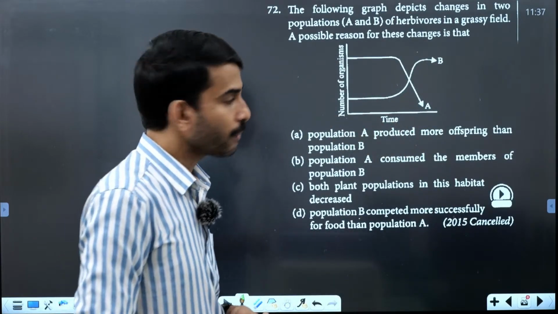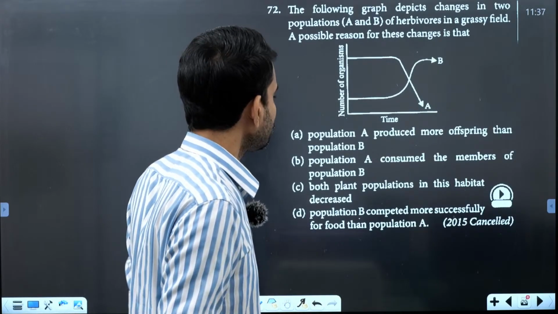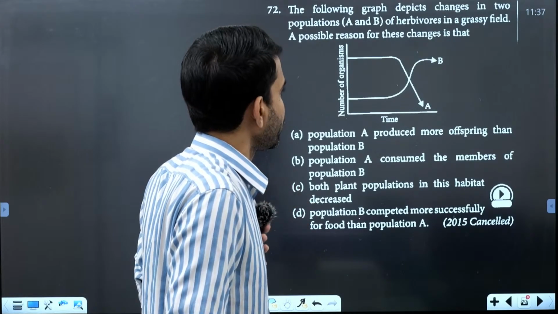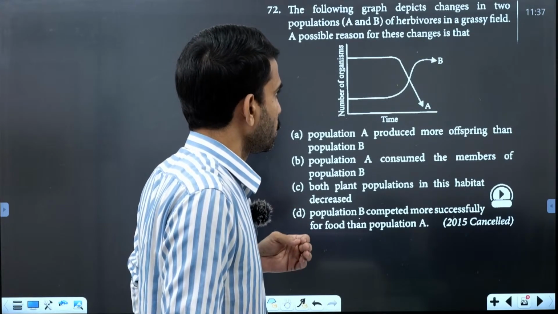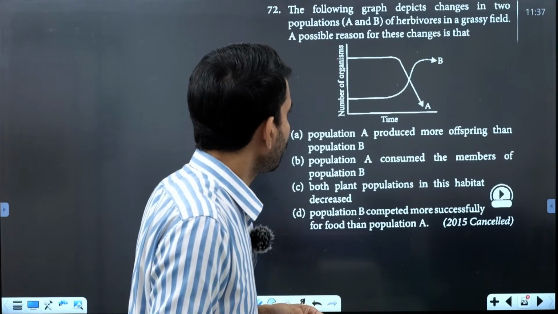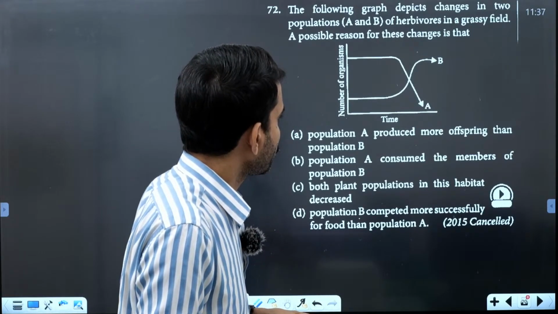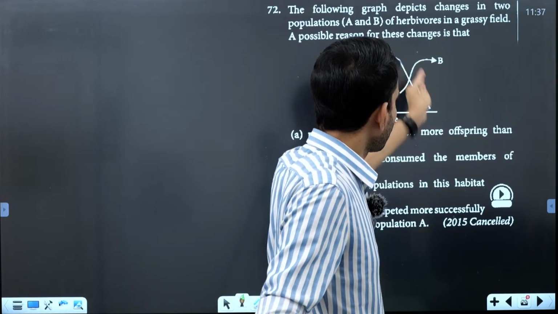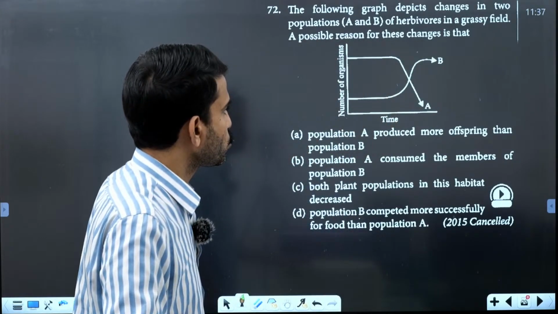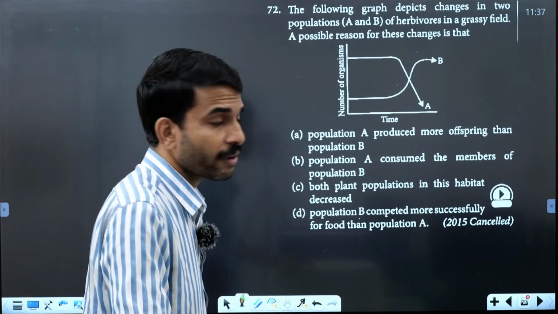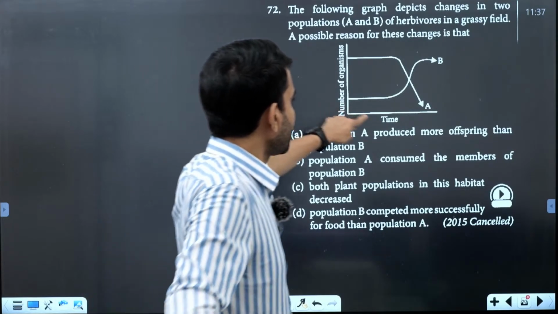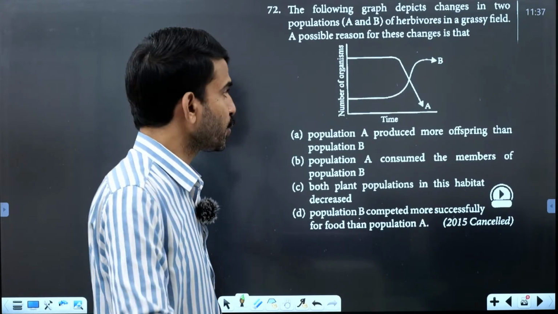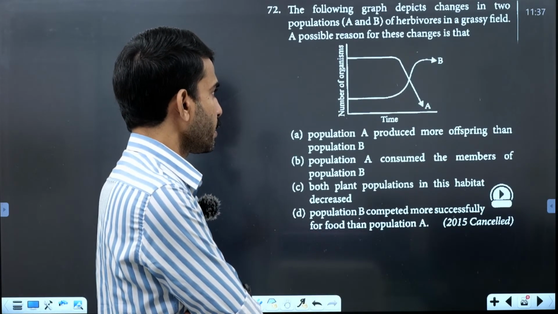So next there is a graph, a graphical representation you can see here. Check it. The following graph depicts changes in two populations A and B of herbivores in a grassland. A possible reason for these changes is that. There are two species, species A and species B, or population A and population B. What happens to their number? Time is given on one axis and the number of organisms on the other. That you have to guess.